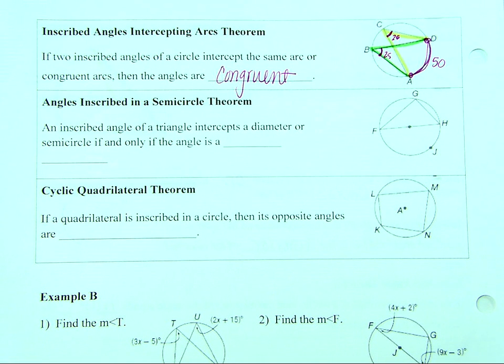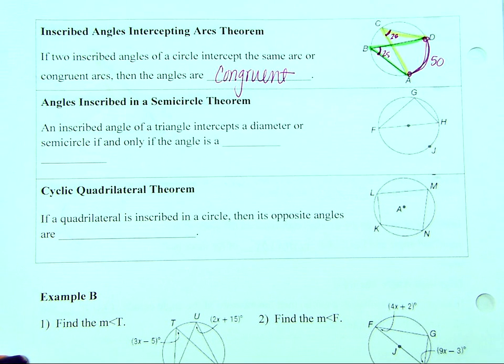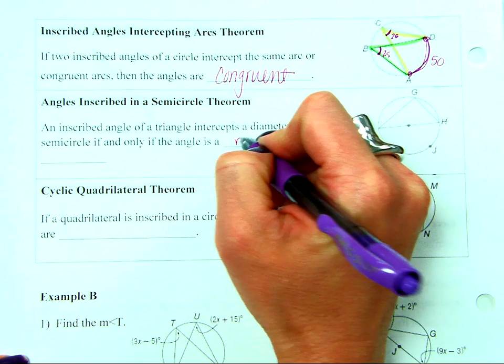The second theorem says that an inscribed angle of a triangle intercepts a diameter or semicircle if and only if the angle is a right angle.